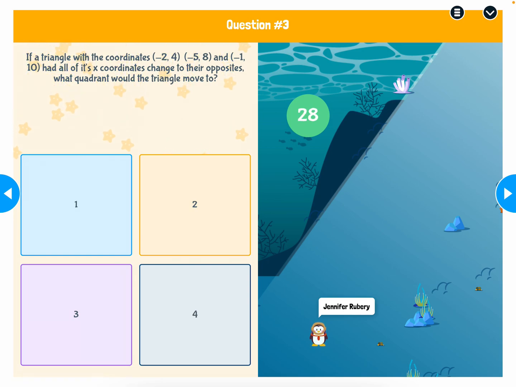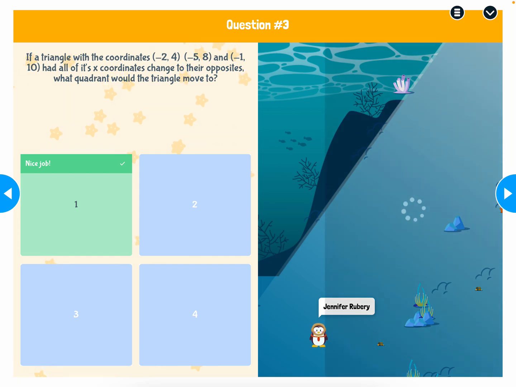If a triangle has the coordinates, I listed them all out, and all of its X coordinates change to their opposite, what quadrant would the triangle move to? So if I change the X coordinates, that would be the first one, to the opposite, now they're all positive. If I have a positive X and a positive Y, I'm in quadrant number 1.